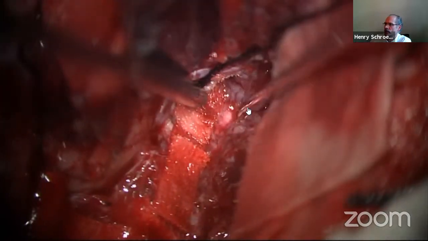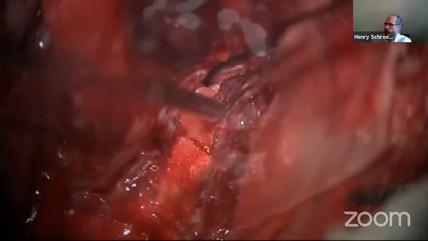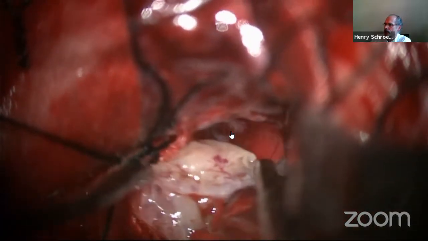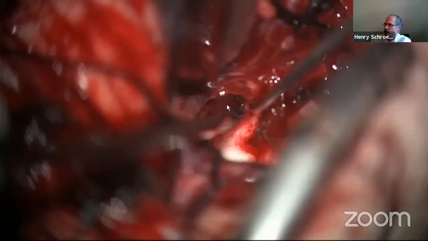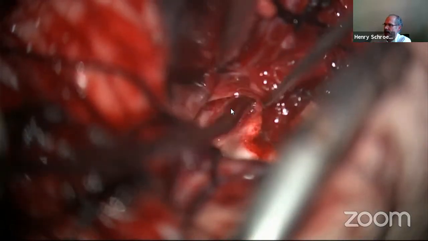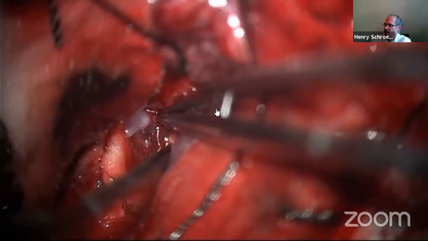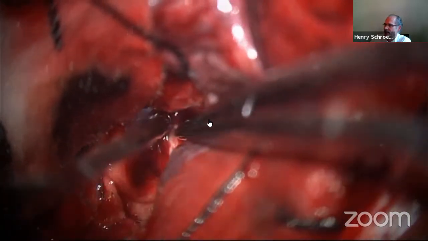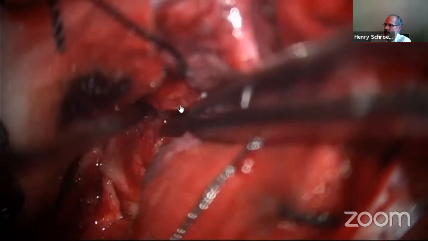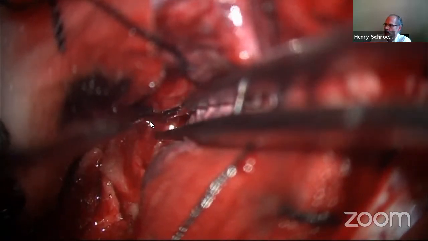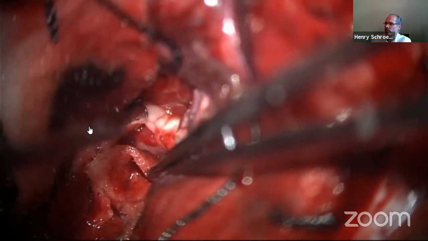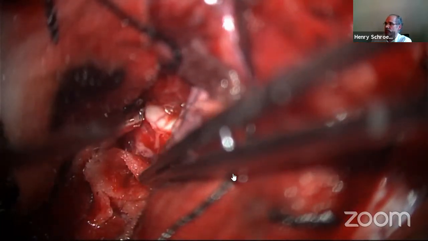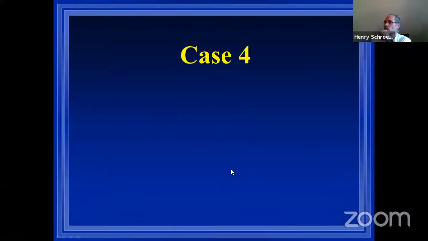Then we have the monitoring with the electrode, mapping of the floor, ultrasonic aspiration. And then there's tumor in the Luschka here on the right side. Dissected, it was sticky. Then the choroid plexus is coming, but it was still a good plane visible between the brainstem and the tumor. And this was then resected.